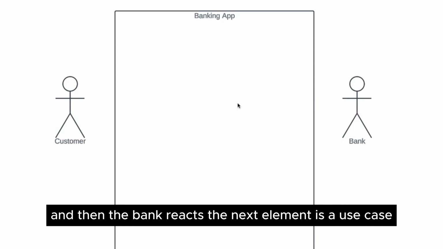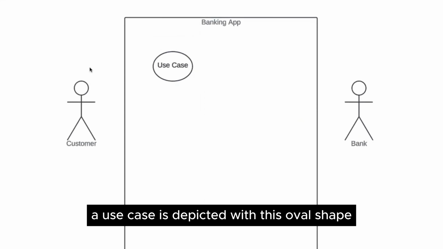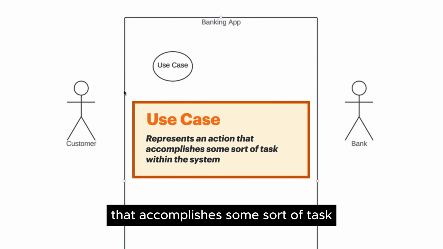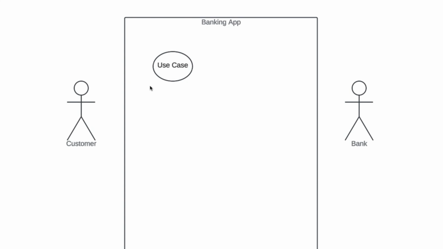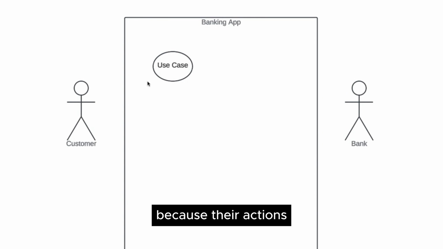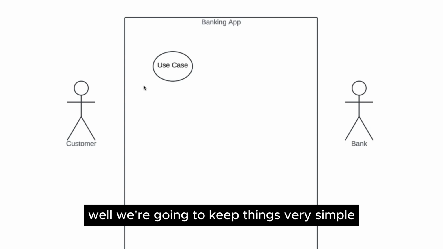The next element is a use case. And this is where you really start to describe what our system does. A use case is depicted with this oval shape, and it represents an action that accomplishes some sort of task. Use cases go inside the system rectangle, because they're actions that occur within the banking app. So, what is our banking app going to do? Well, we're going to keep things very simple.